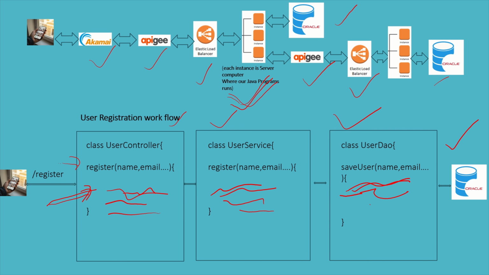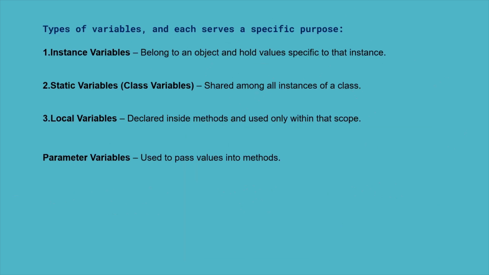In Java, we have four main types of variables. One is the instance variable, another is the static variable, then the local variable, and the parameter variable. The instance variable is generally used inside an object. So if you want to store a specific value for a specific object, then we use an instance variable. In case you want to store some data in a variable that can be shared across multiple objects or multiple instances, then we can have it as a static variable.